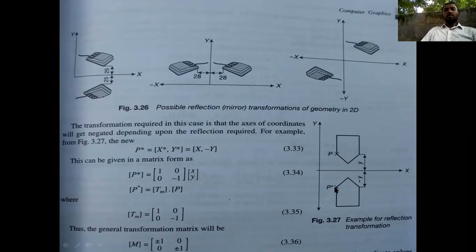So that's why we are writing Tm into P1. So Tm equal transformation matrix equal 1 comma 0, 0 comma minus 1. It is the main one here. So the general transformation matrix will be M equal plus or minus 1 comma 0, 0 comma plus or minus 1, or plus or minus 1 comma 0, 0 comma plus or minus 1. So it is the reflection one.